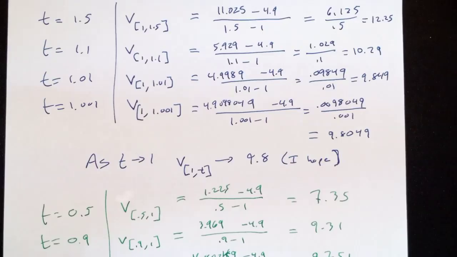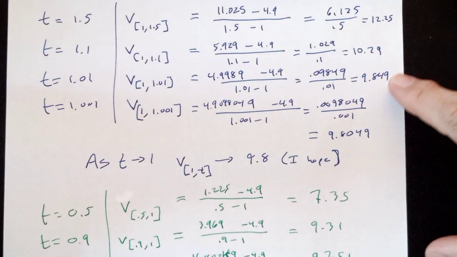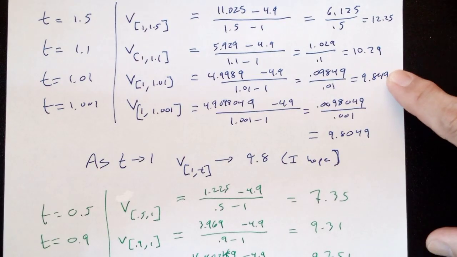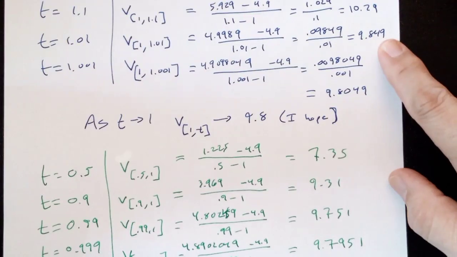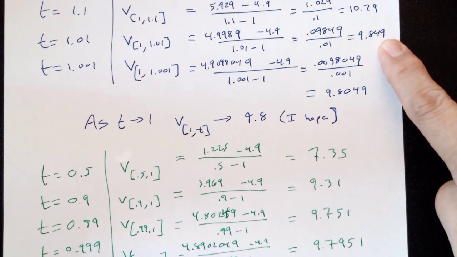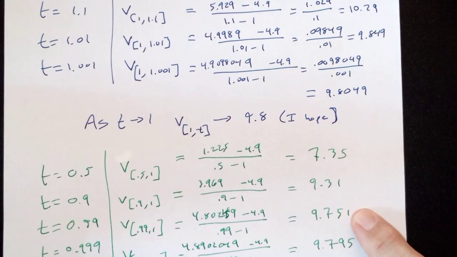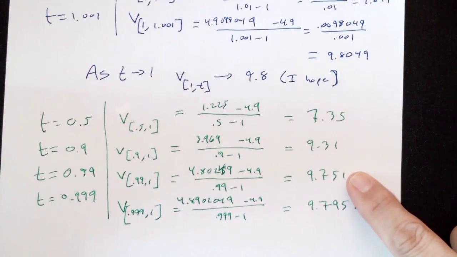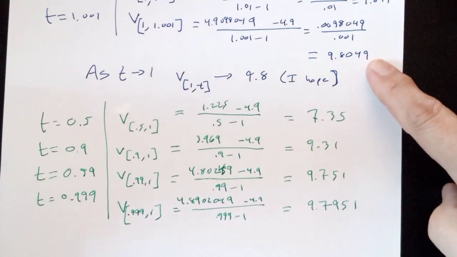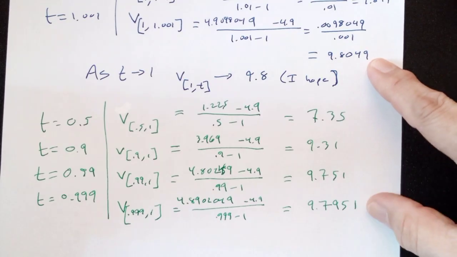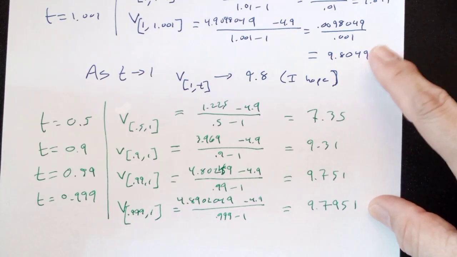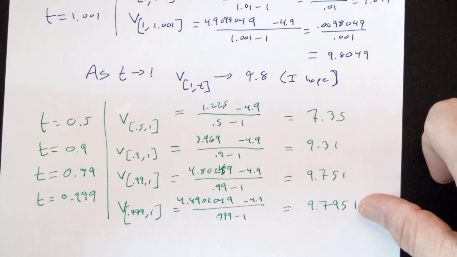I think these answers are getting closer and closer to 9.8. How far away is that from 9.8? How far away is that from 9.8? 0.049. 0.0049.